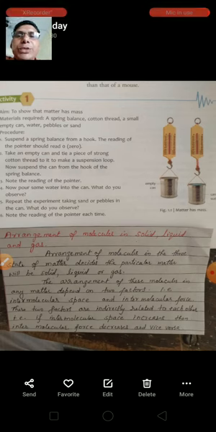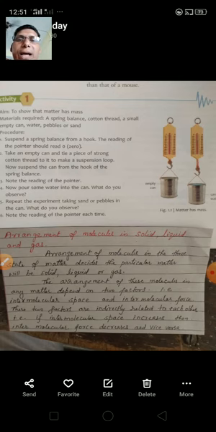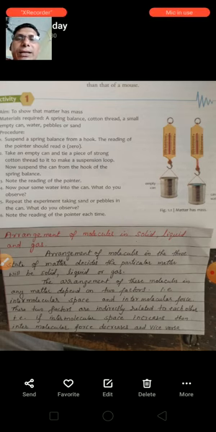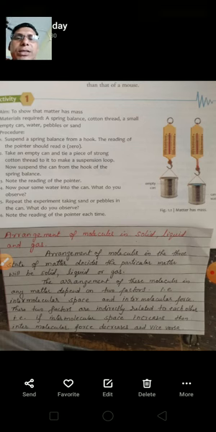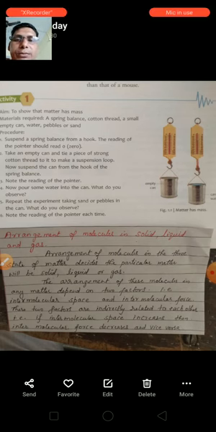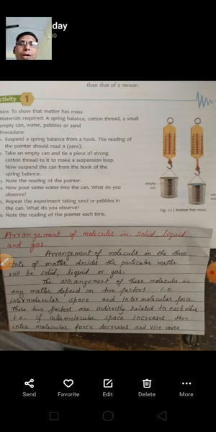Procedure. What is the procedure? Suspend a spring balance from a hook; the pointer should read 0. Take an empty can and tie a piece of strong cotton thread to it to make the suspension loop. Now suspend the can from the hook of the spring balance. Note the reading of the pointer. Now pour some water into the can. What do you observe? Repeat the same experiment taking sand or pebbles in the can. What do you observe? Note the reading of the pointer each time.